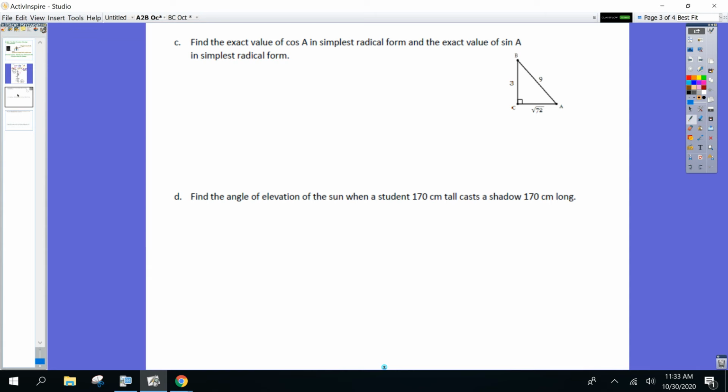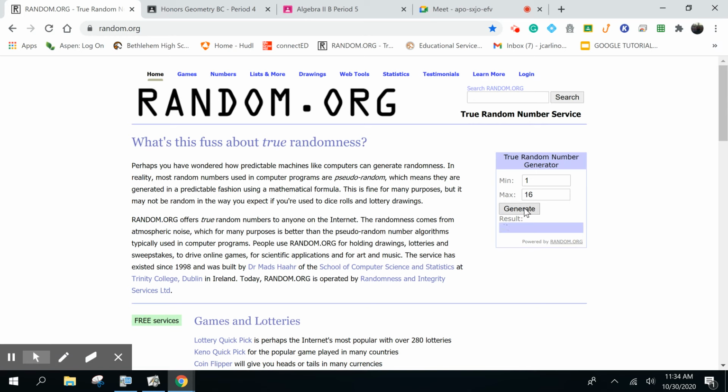All right, exact value of cosine A and sine A. Oh, this guy, simplest radical form again. All right, let's start. Cosine A. Go from angle A. Look at Sohcahtoa. Figure out what cosine is. What over what? Cosine, adjacent over hypotenuse. Okay, angle A, give me the adjacent and hypotenuse for angle A.